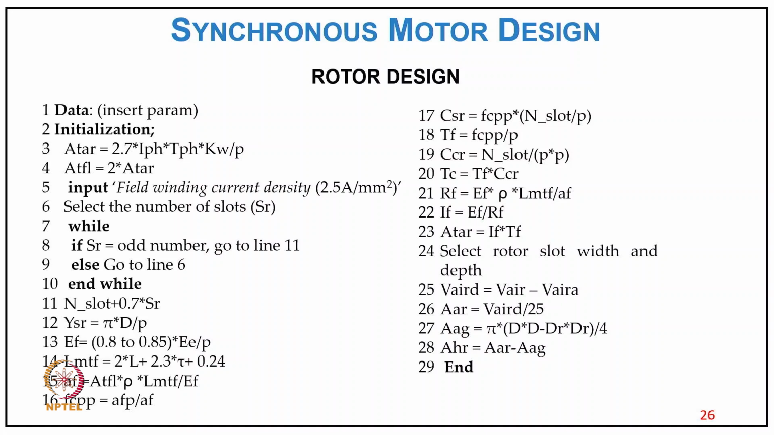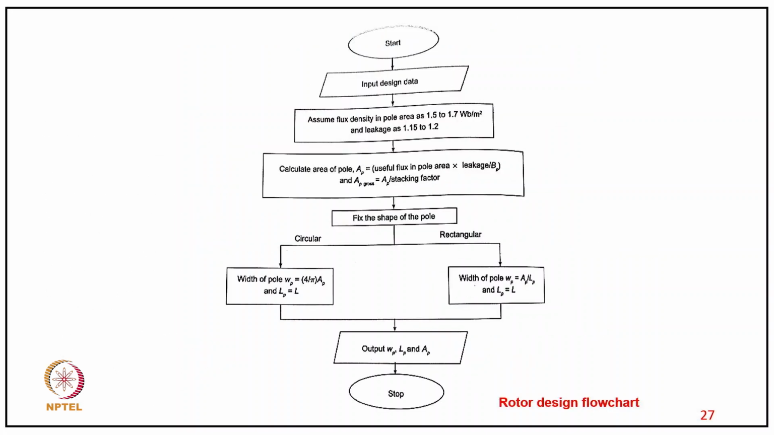Select rotor slot and width, and 24: VIRD equal to VAR minus VAR, and 26: AAR equal to VAR by 25, and 27: AAG equal to pi D minus DR into DR by 4, and AHR equal to AR minus AG. So this is the flow chart for the rotor design.